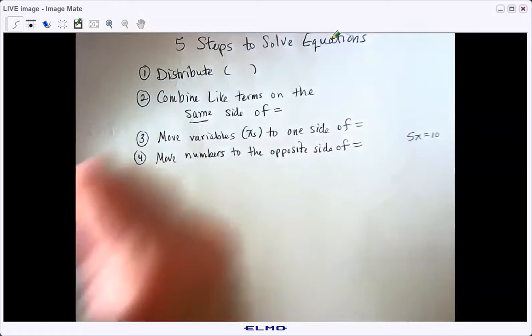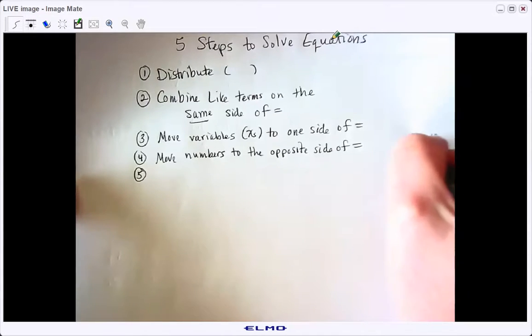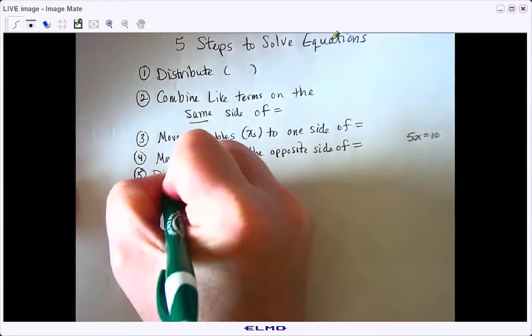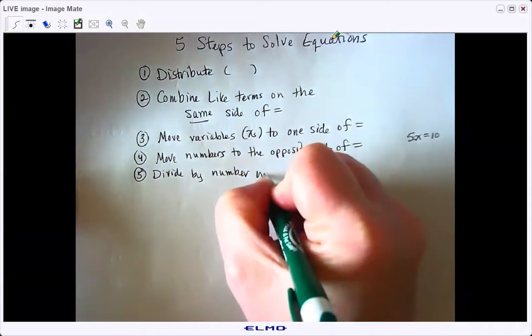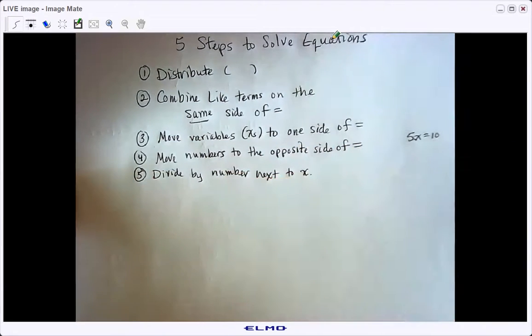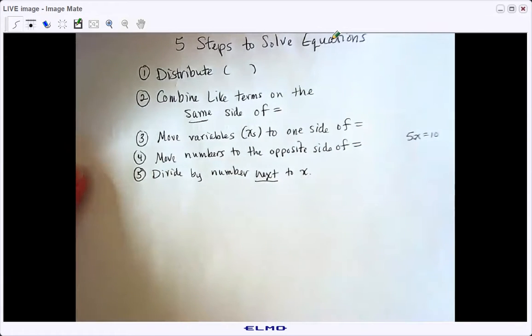How would we solve a 5x equals 10? What would we do? Divide by 5. So we're going to always divide by the number next to x. So that's our step 5. Divide by the number next to x, or your variable. So some of our exceptions come in, like if this was an x divided by 5 over here, then we would do the opposite and we would multiply both sides by 5. But they're very rare.